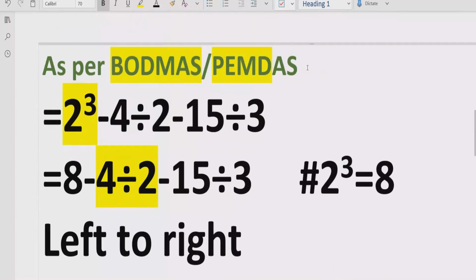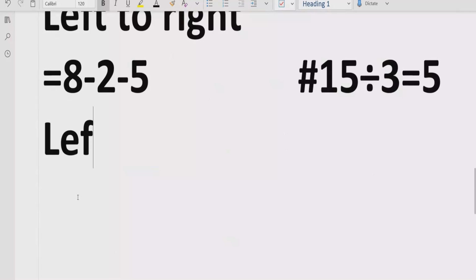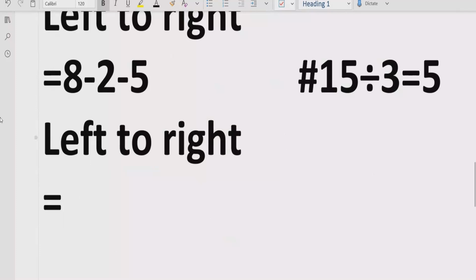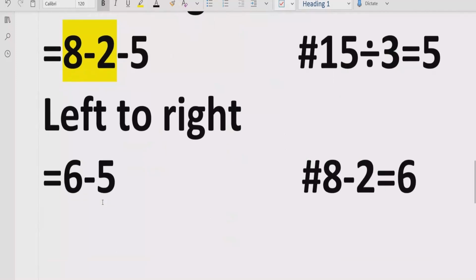Now we have to see for addition and subtraction, or you can say subtraction and addition. We have to go left to right and find out which is coming first. So now we have 8 minus 2. It becomes 6 minus 5. And here we have to give the reference: 8 minus 2 equals 6. Now we have two terms which are subtracting each other. So we will subtract both of them and get the answer is 1.